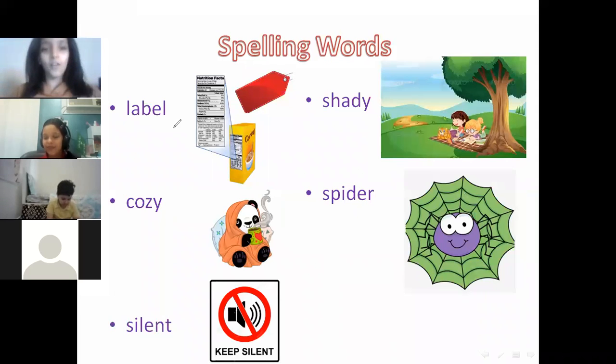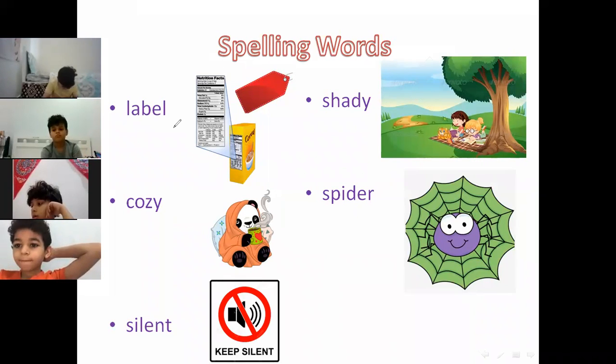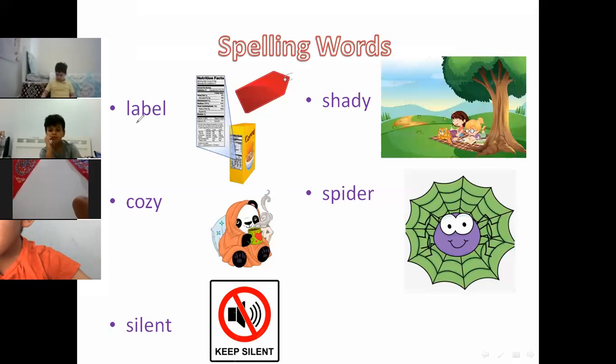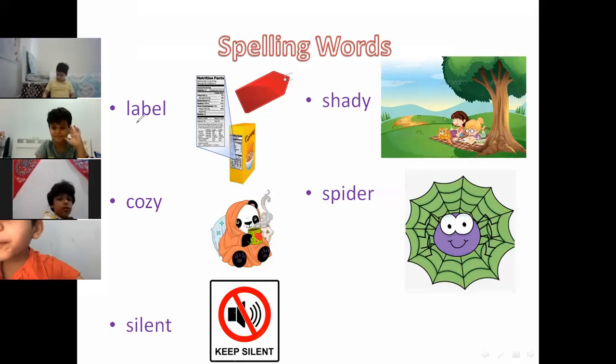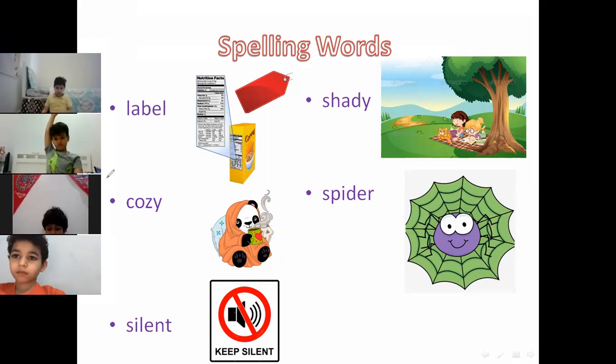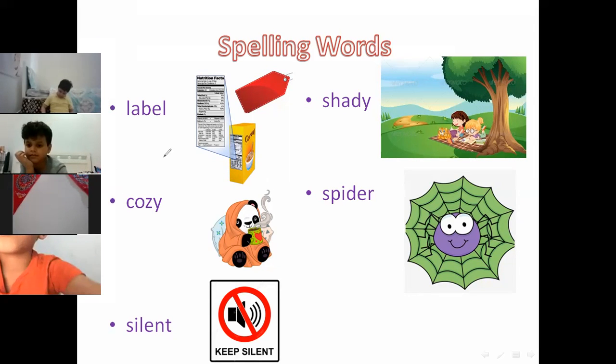Here, let's see. Abdulaziz. Unmute your mic. Again, Abdulaziz. Can you read the first word? Label. This word is label. Label. Okay, label. How can we divide this word label? Label. Between the A. We can't hear you, Abdulaziz. We can't hear anything. I think you have a problem in your mic. Label. We can hear you now.